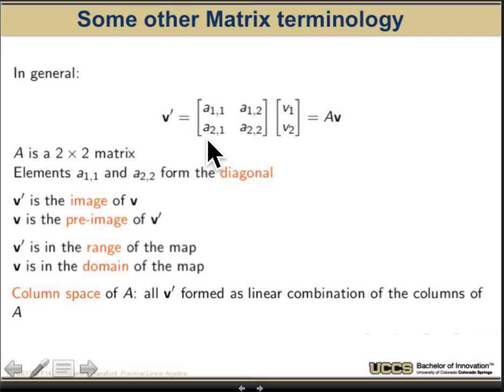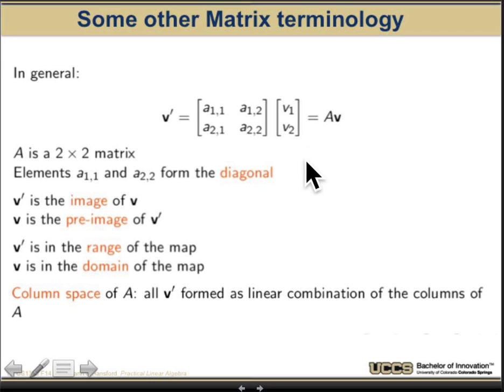Okay. The space in which V prime lives is the range of the map. The space in which V lives is the domain of the map. So we're going to map from the domain into the range. So once you get home, or once you get done, you've mapped into the range because you want to be home on the range. So you're going to map from the domain into the range.